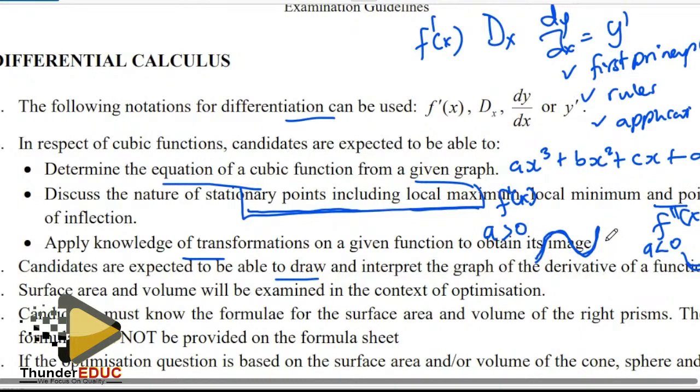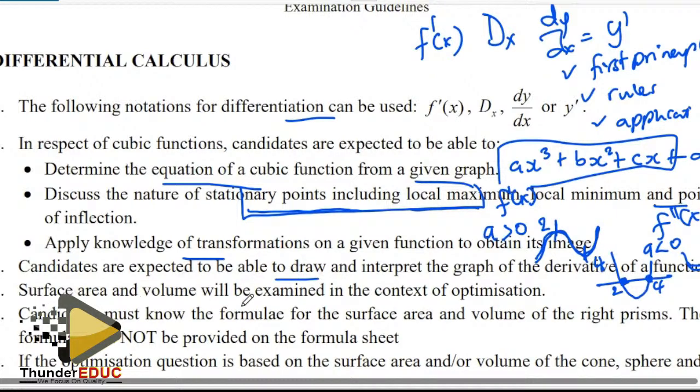Then that is the graph of the derivative of a function. Okay, so if the cubic function is derived, you're going to end up with a quadratic, no? Which quadratic? If let's say our x here was a 2, then our x here is a 4. 2 and 4 will instead become the roots of that quadratic. So that is a 2, and that is a 4. Okay, so candidates are expected to be able to draw and interpret the graphs, okay?